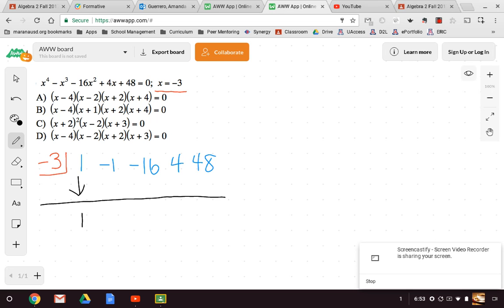Then I multiply -3 and 1 to get -3. I add -1 and -3 to get -4. I multiply -3 and -4 to get 12. I add -16 and 12 to get -4. I multiply -3 and -4 to get 12. I add 4 and 12 to get 16. And then I multiply -3 and 16 to get -48, which gives me my desired remainder of 0 there.